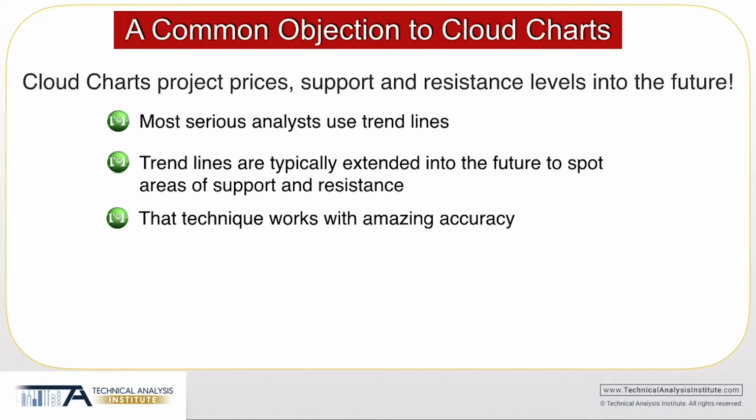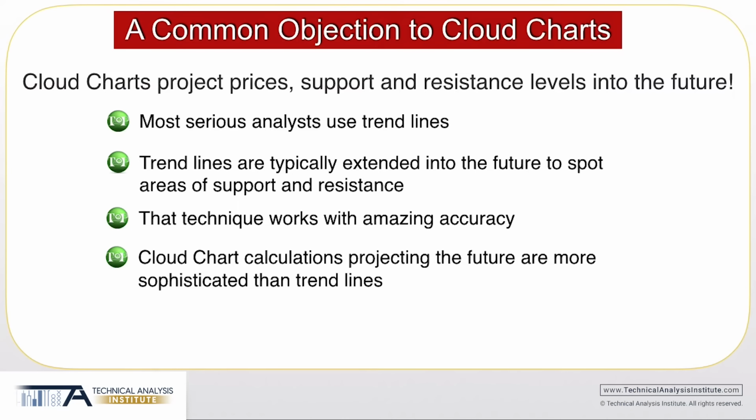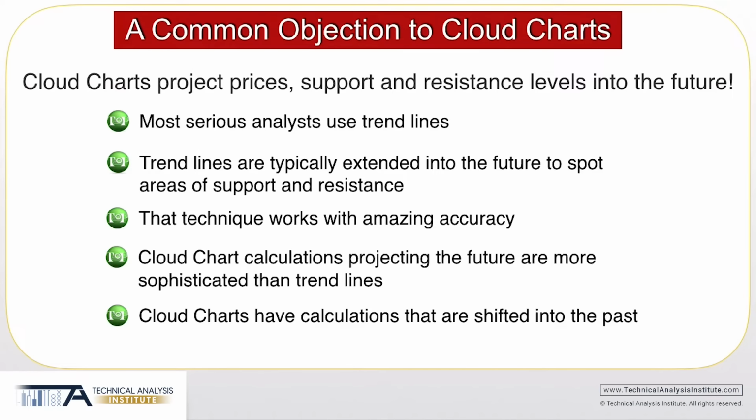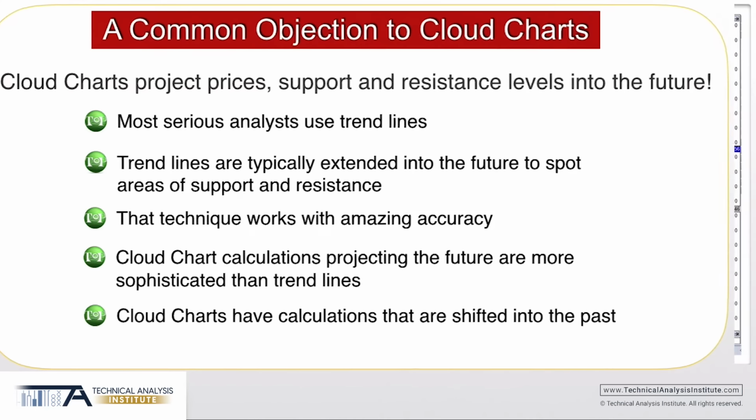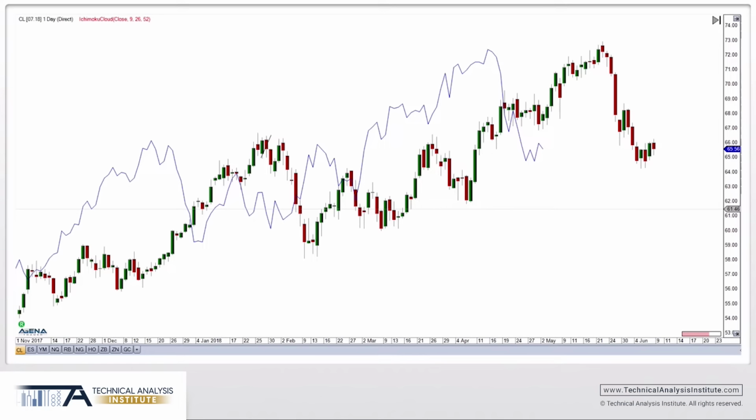So the Ichimoku clouds use the same idea, but their calculations to project into the future are more sophisticated than trend lines. And there is something fascinating about Ichimoku clouds. Not only do they use calculations to project into the future, but they also use calculations that are shifted into the past. Such is the case of the last component of Ichimoku clouds, the lagging line. This line is constructed by shifting the price line back 26 sessions. While the cloud is shifted 26 bars forward, the lagging line is shifted 26 bars backwards.